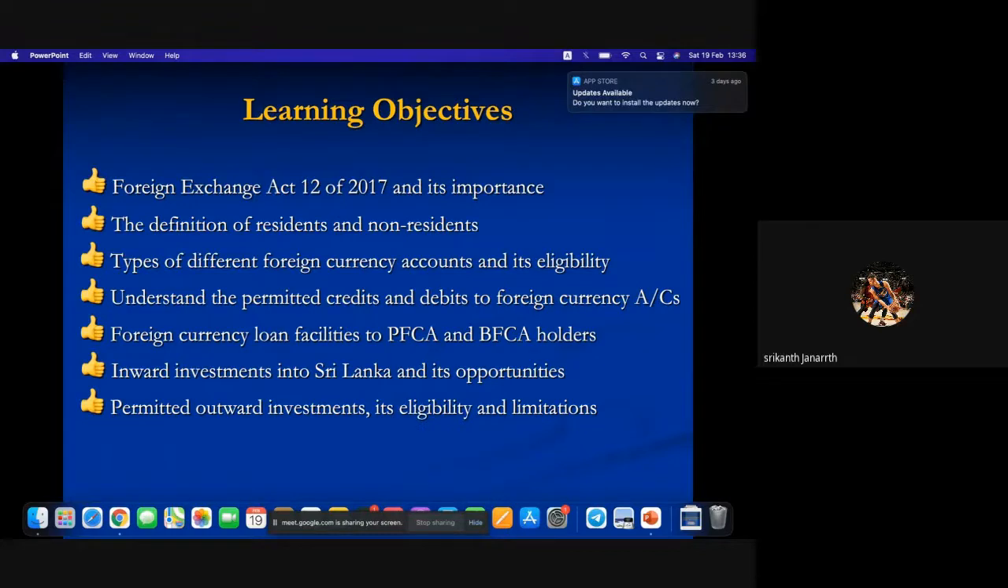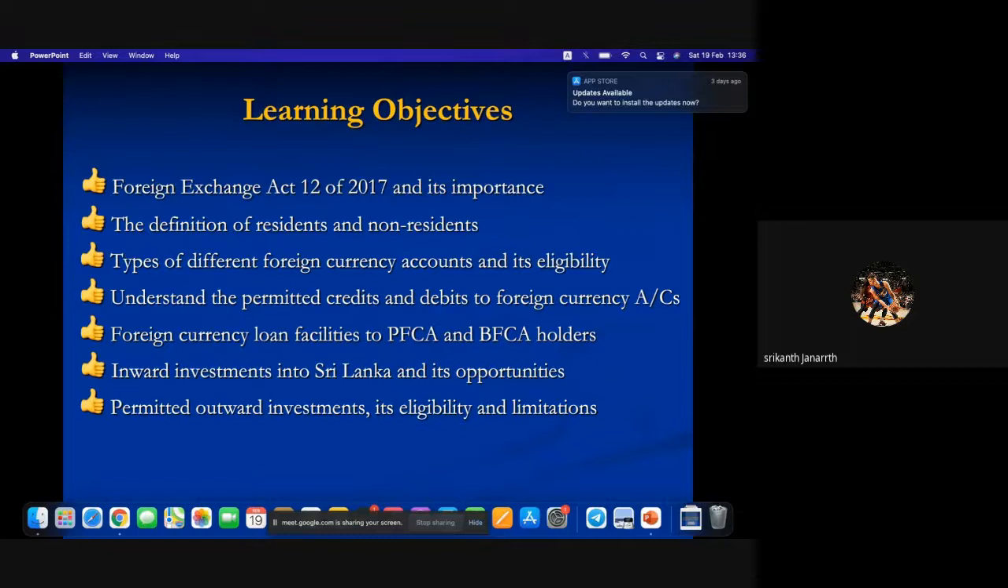And the definition of resident and non-residents: the act defines specifically who is resident. Then we know who are the non-residents subsequently if we categorize residents. So we are going to learn who is resident and who are those non-residents, right? Then the types of different foreign currency accounts and their eligibility. We are going to look at what types of foreign currency account could be opened.